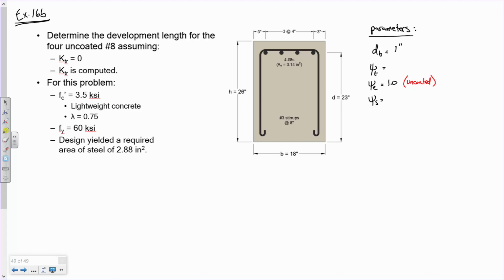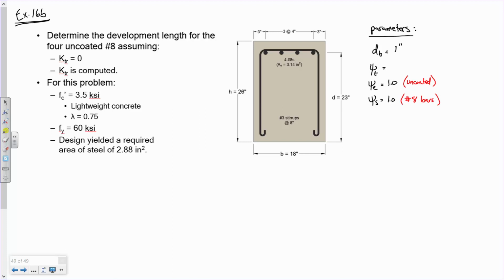Okay. So how about the size factor? What is psi sub s going to be for this problem? Everybody remember, what's the dividing line between what changes your psi sub s value? If it's a number 6 bar, so we're dealing with what? Number 8, which makes this 1. The reason it's 1 is because we're dealing with number 8 bars.